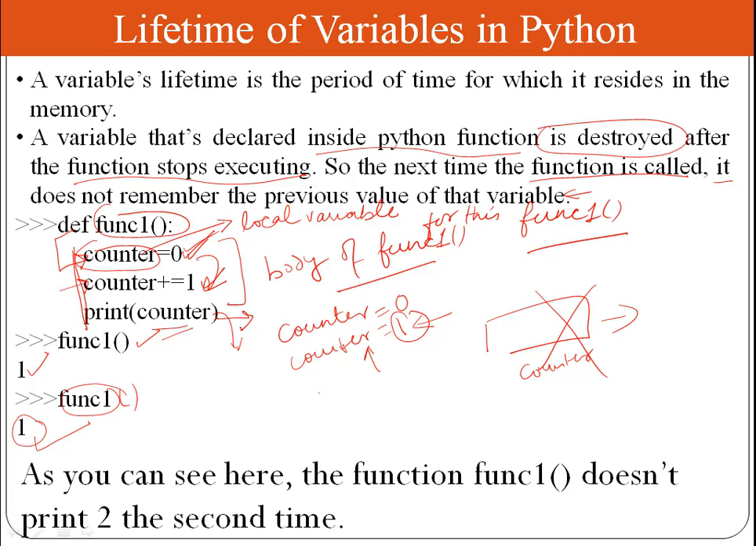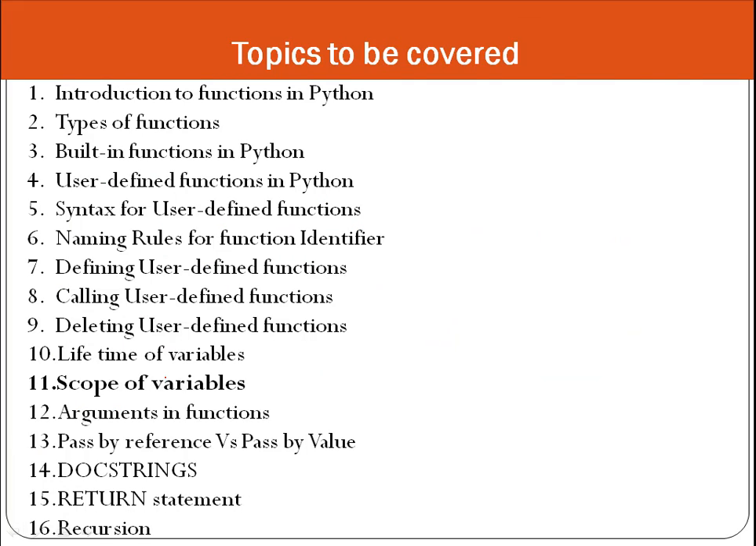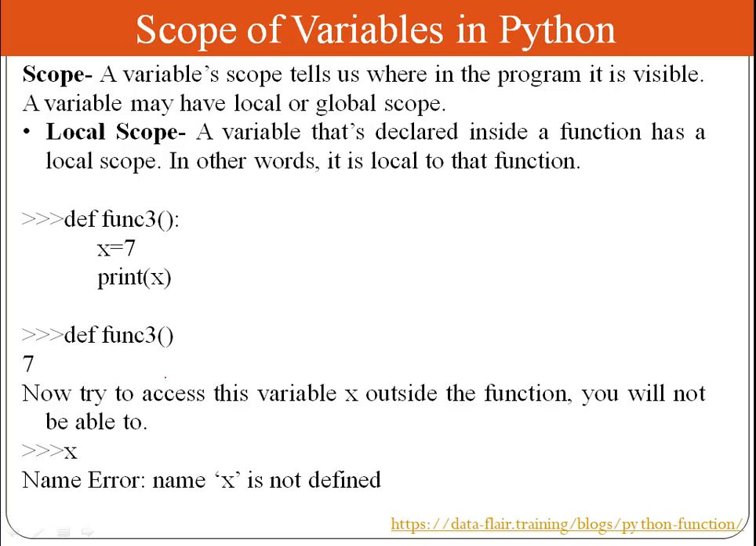This is lifetime. Then the scope of a variable. There are two types of scope: one is local, another is global. A variable's scope tells us where in the program it is visible. A variable may have a local scope as well as a global scope. A variable that's declared inside a function has a local scope. In other words, it is local to that function.